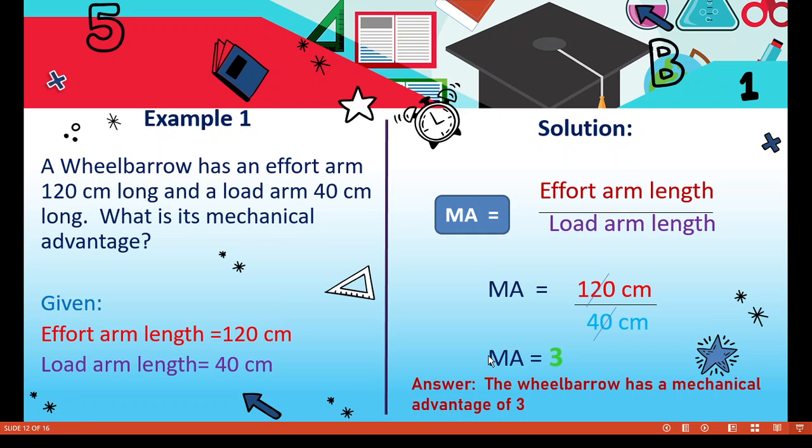So from that we conclude that the wheelbarrow has a mechanical advantage of 3. Or in other words, the mechanical advantage of a wheelbarrow is 3 in this case. So what is the question? What is the mechanical advantage in this case? So the wheelbarrow has a mechanical advantage of 3. So there are no units, you have to keep in your mind. Since it is the ratio, there will be no units at all.